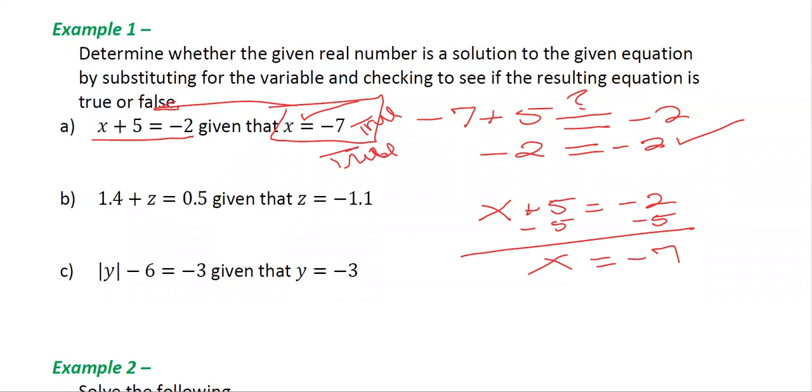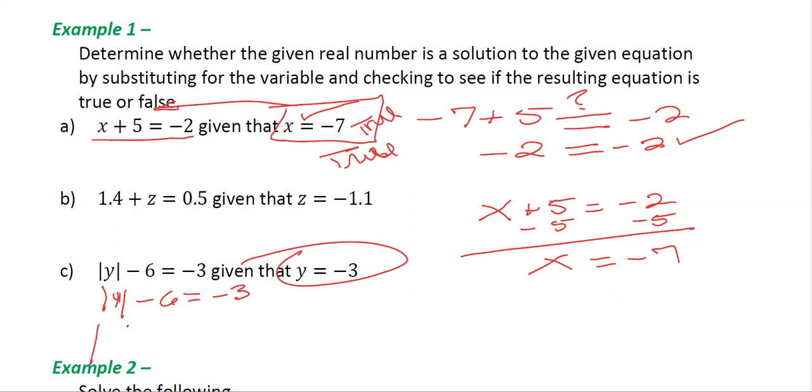Let's do C. C says I have absolute value of y. That absolute value tells me whatever I put in for y, it's going to come out as positive, right? It doesn't matter whatever I put in between these brackets. If it's negative or positive, when it's said and done, I drop the brackets and it's going to become positive. They said, see if -3 when plugged in for y gives me a true solution.